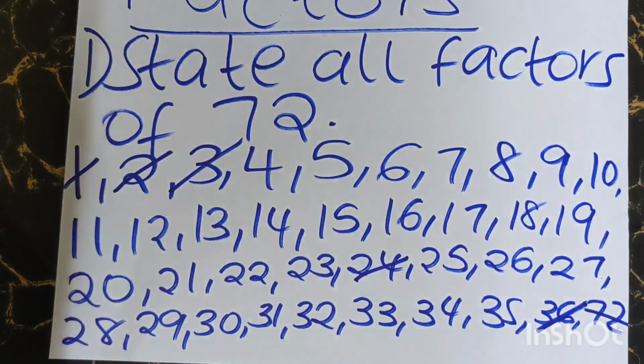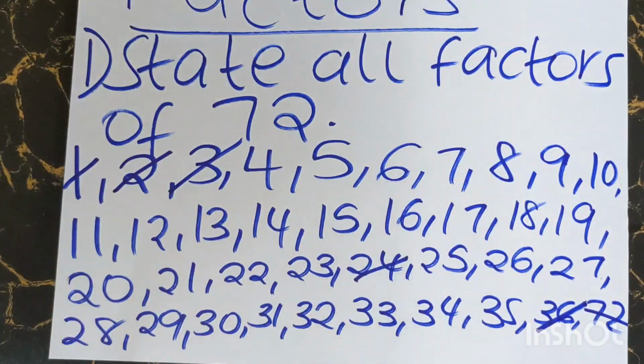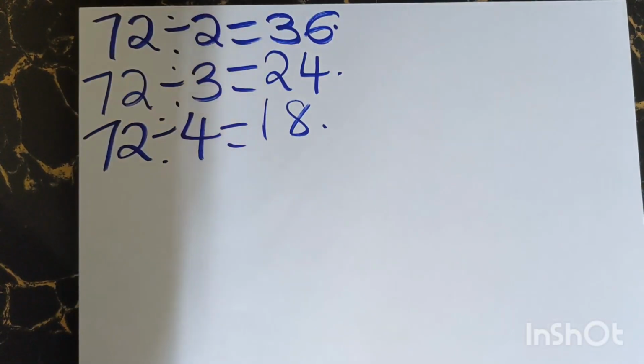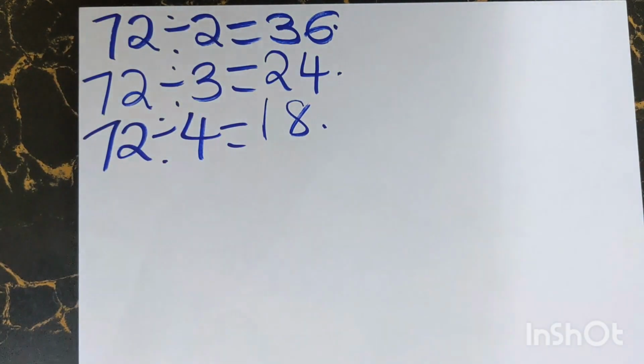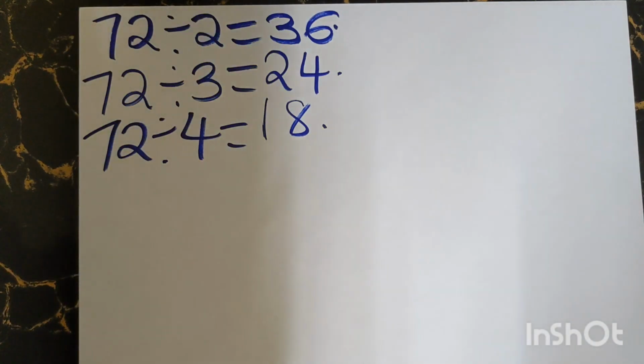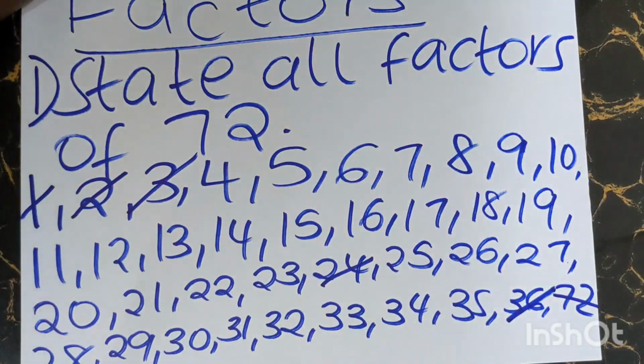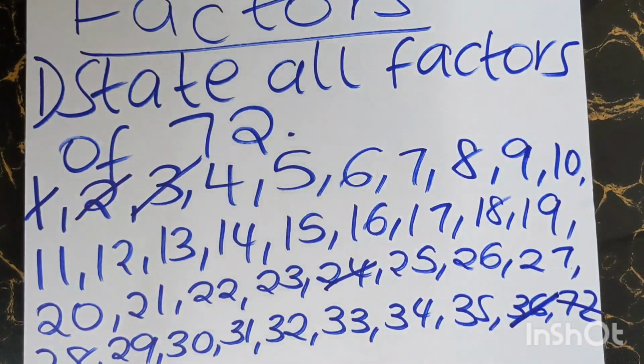Is 72 divisible by 4? When you divide 72 by 4, you get 18. So that means that 4 and 18 are both factors of 72. Is 72 divisible by 5? How do you know if a number is divisible by 5? A number is divisible by 5 if the digit in the ones place is either a 5 or a 0, okay? And in our case here, is 72 divisible by 5? No. The digit in the ones place of this number is 2.